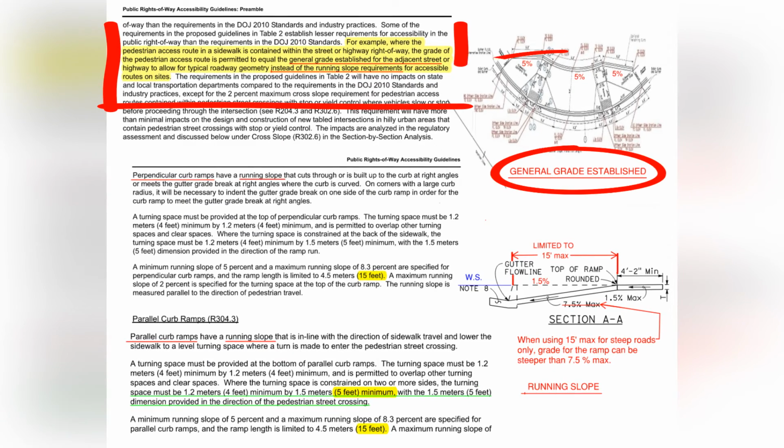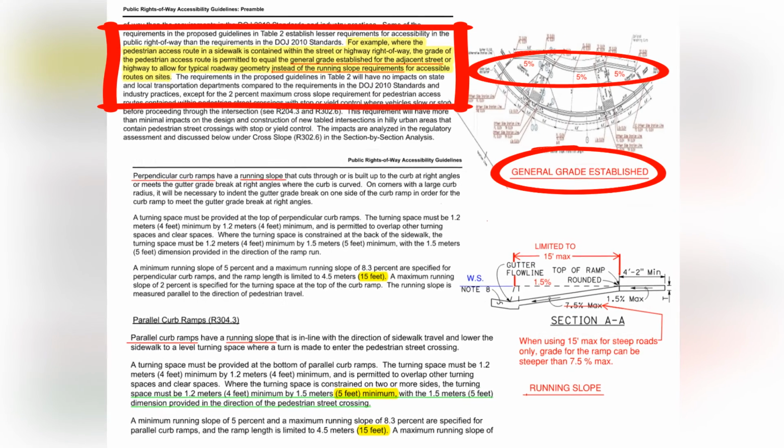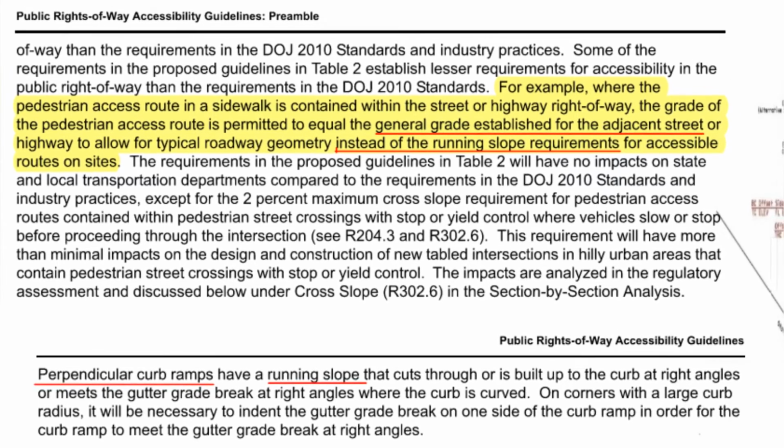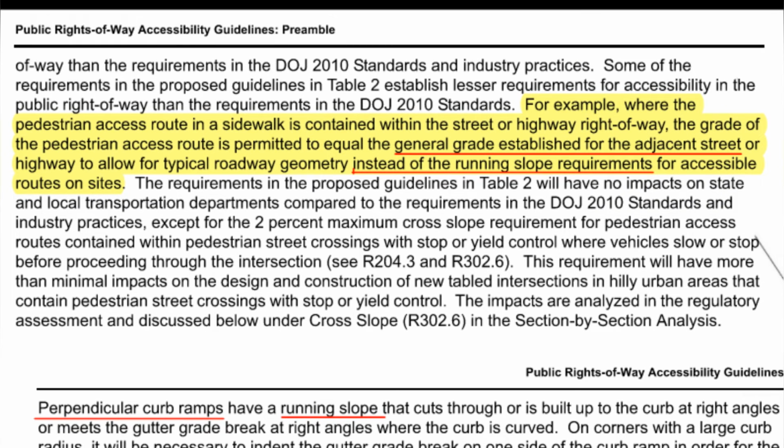Now general grades are different. They are sidewalks and pedestrian access routes within the existing right-of-way. General grades are established from adjacent street and/or highways and are not subject to the 5% maximum grade policy. If you have a pedestrian walkway outside of the public right-of-way, this walkway cannot be over 5% maximum.